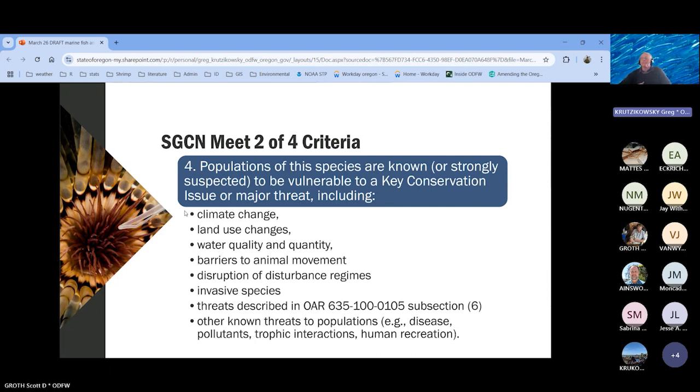An example are sea otters that are vulnerable to oil fouling of their fur. They're also vulnerable to chemical contaminants. Another example would include Dungeness crab that are vulnerable to climate change and related effects in our nearshore waters. Next slide, please.